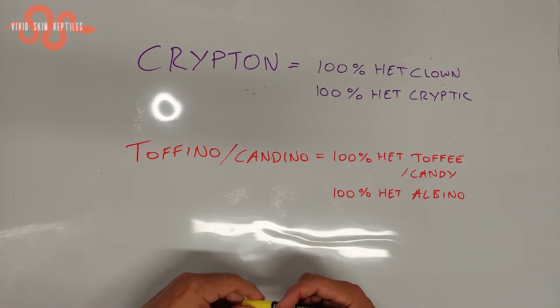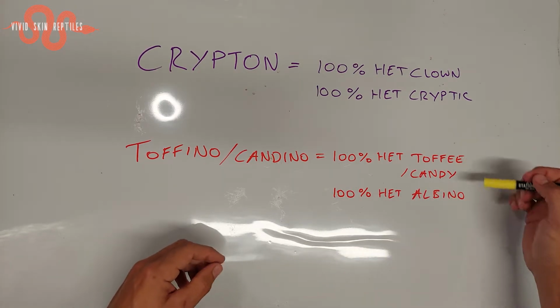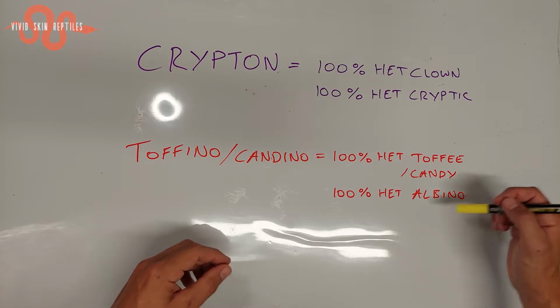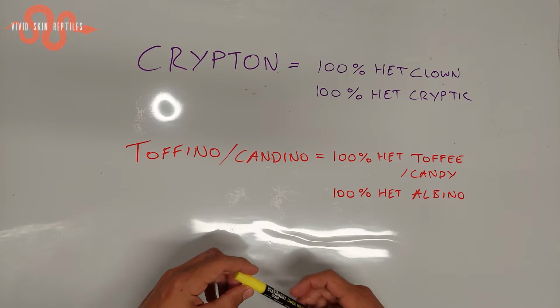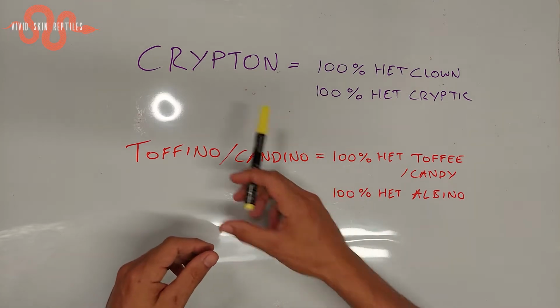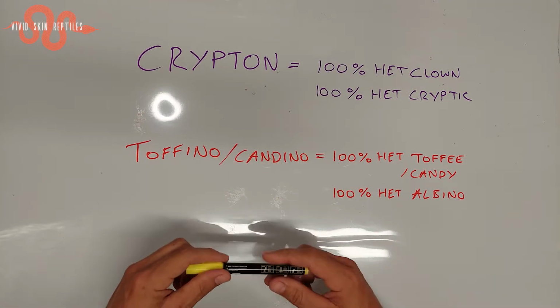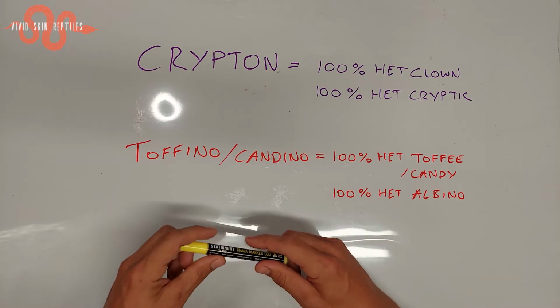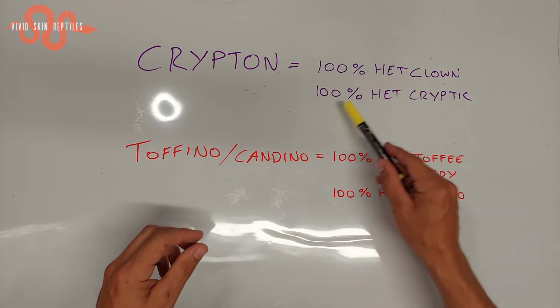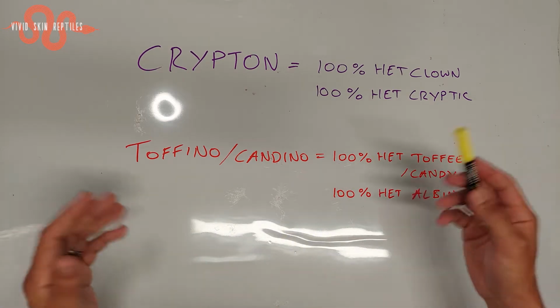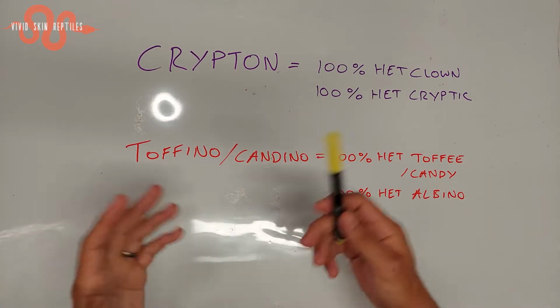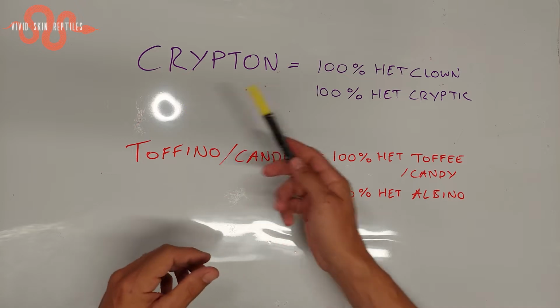Essentially what you're getting is a double recessive visual. So I just thought I'd do this to try and clear up any confusion, because I know a lot of people are confused about the kryptons. A krypton, just for anybody that doesn't know, is 100% het clown and 100% het cryptic, and this makes a visual krypton which looks identical to a cryptic.